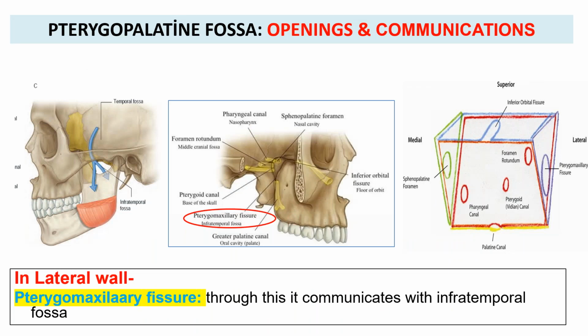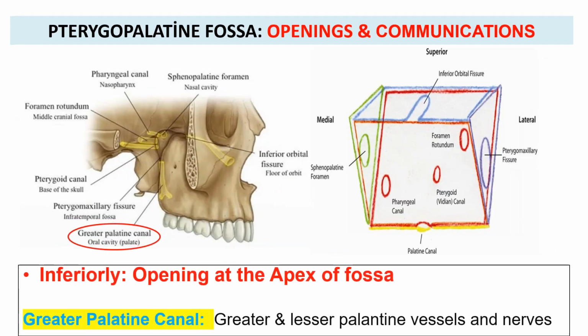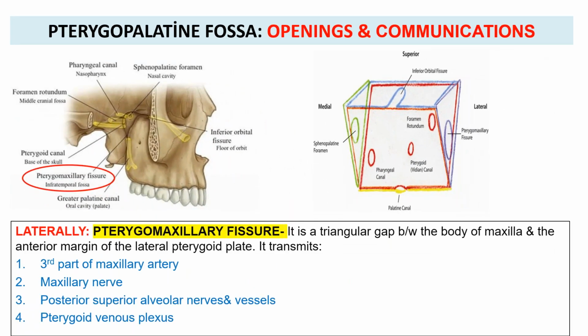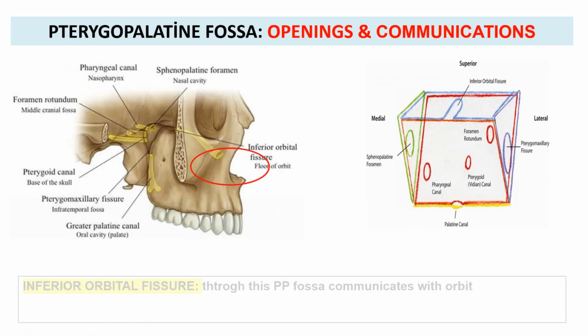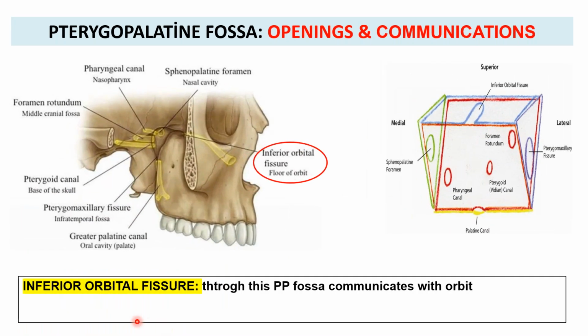So we have seen many communications of the pterygopalatine fossa down to inferiorly. Through the pterygomaxillary fissure pass the third part of the maxillary artery, the maxillary nerve, posterior superior alveolar nerves and vessels, and pterygoid venous plexuses. Now coming to the anterosuperior aspect. This is the anterosuperior aspect of this pterygopalatine fossa, and this fissure is called the inferior orbital fissure.